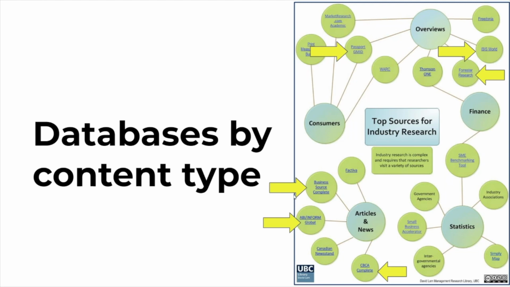But this is really nice, this way to visualize where to find specific types of data, and also note the relationships between them. So for example, with overviews, you can find overviews on Passport, but you can also find lots of information on the consumer market research side.